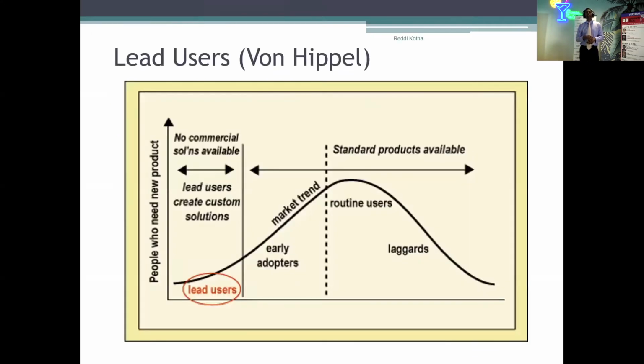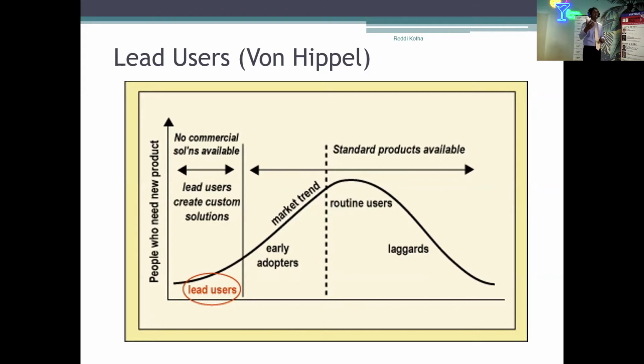Let me show this to you in a graph, right? In this graph is a demonstration of a circle you can see in red, which says lead users. Now, tell me what is distinct about lead users in this graph. There are early adopters, routine users, and laggards, right? What makes the lead users early? They're ahead, right? What is the other dimension that makes them early?